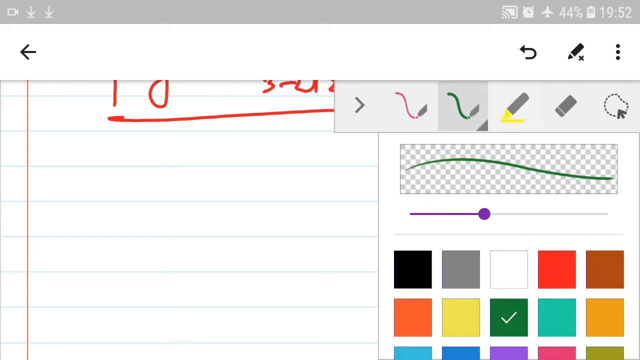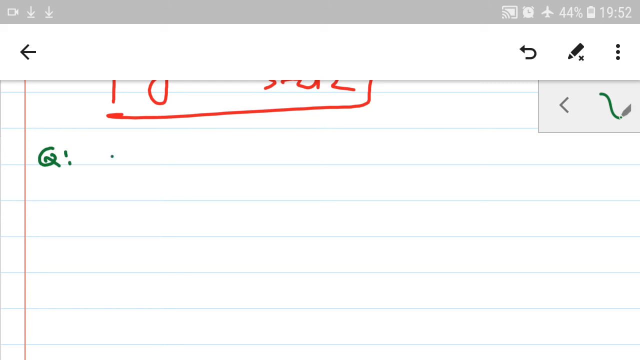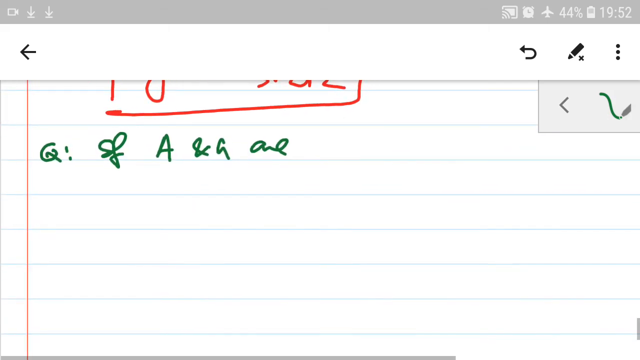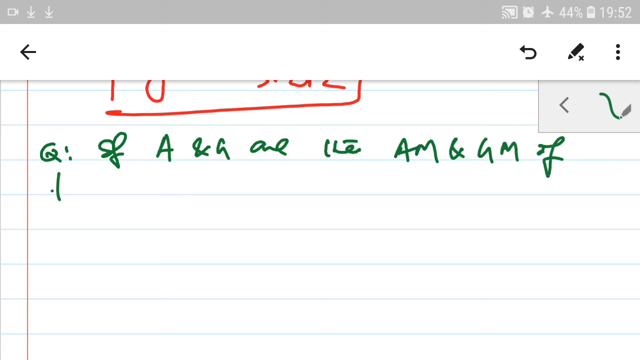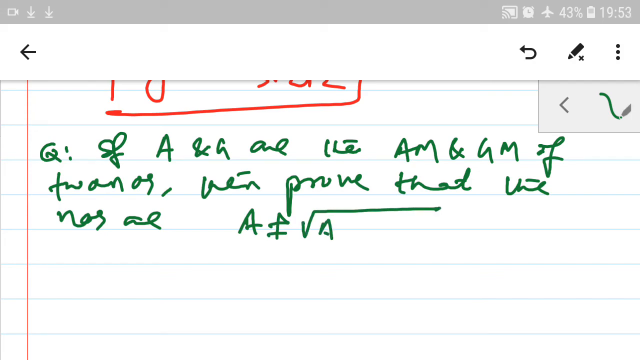The question goes like this. If A and G are the AM and GM of two numbers, then prove that the numbers are A plus minus under root A plus G whole into A minus G. Okay, so let me prove it.